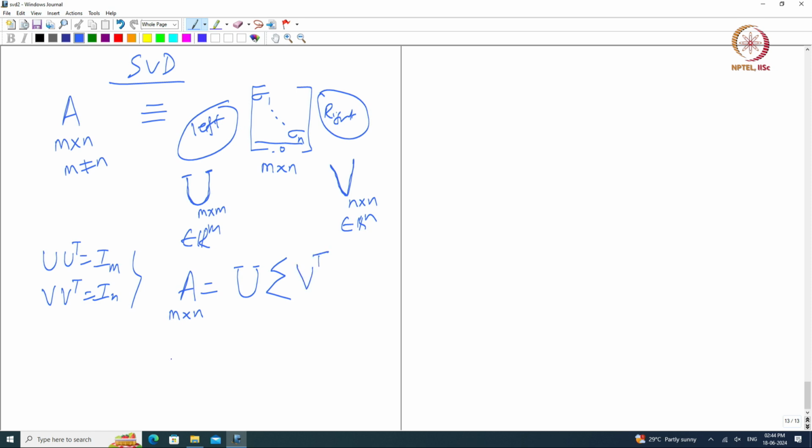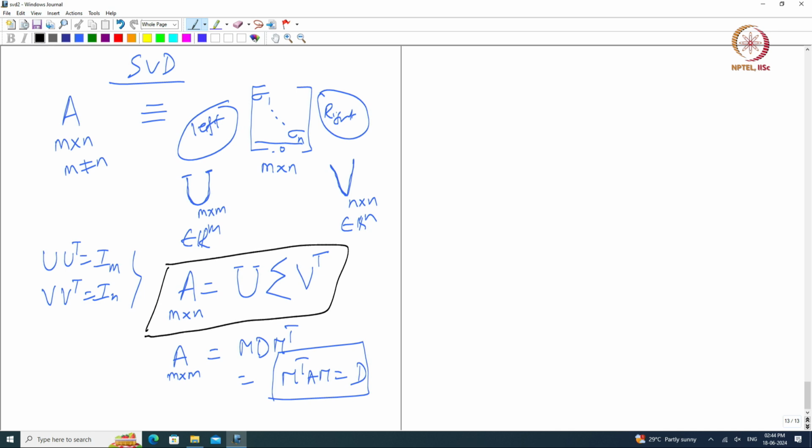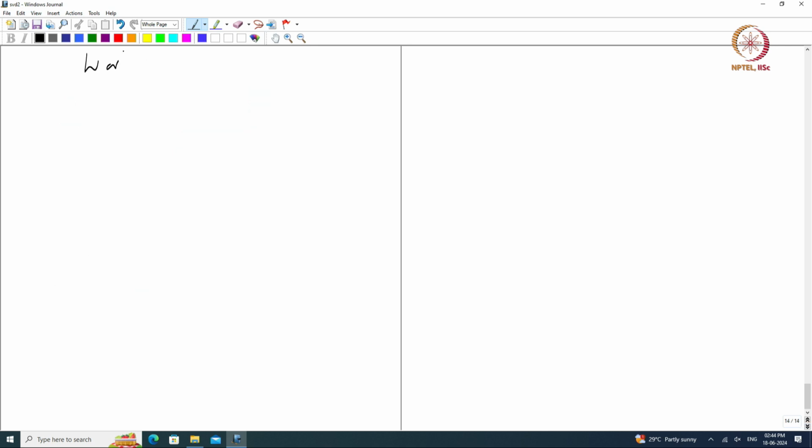Very similar to if A was m cross m, I would have had M D M transpose, which is the same as M transpose A M equal to D. So, very similar to that is what this is. So, the working is like this, working of this.